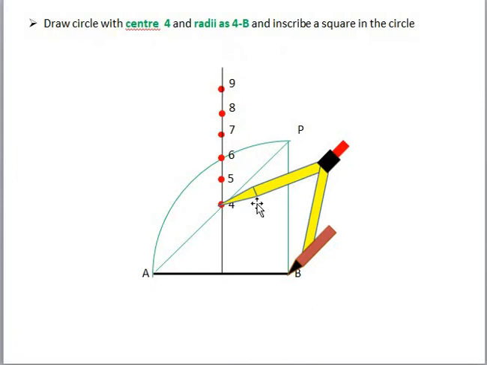Then you take your compass, fix the center at 4, and take the radius as 4B. Draw one circle with center at 4 and radius 4B. Inscribe a square in the circle. First, you take 4 as center, 4B as the radius and draw one circle like this.